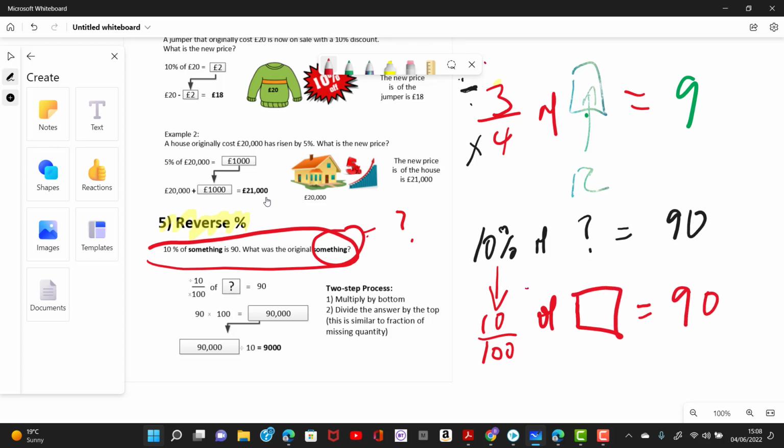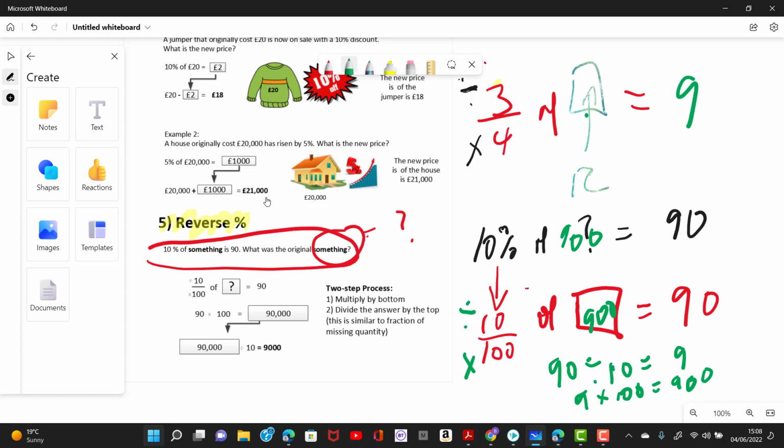And then we go back to what we did before. We divide by the top and times the answer by the bottom. So 90 divided by 10 equals 9. And then times the 9 by the bottom number, 100, which is 900. So the answer is 900.